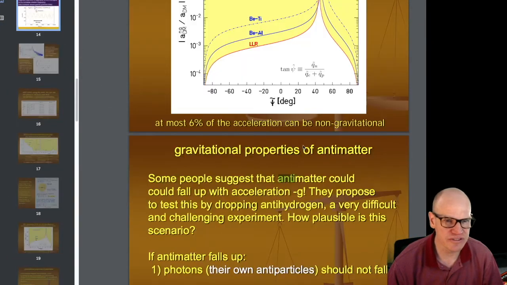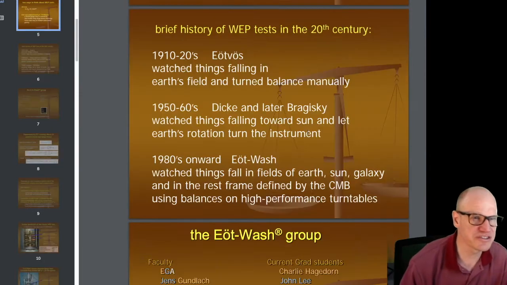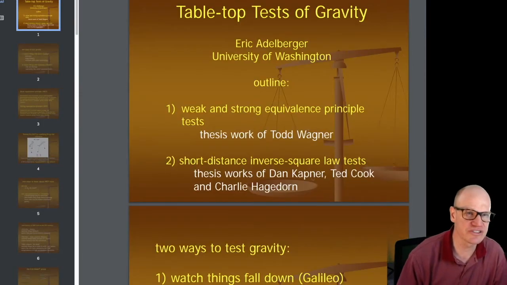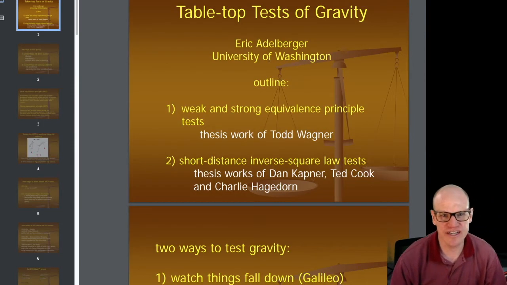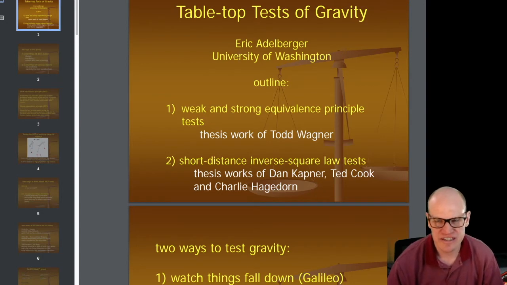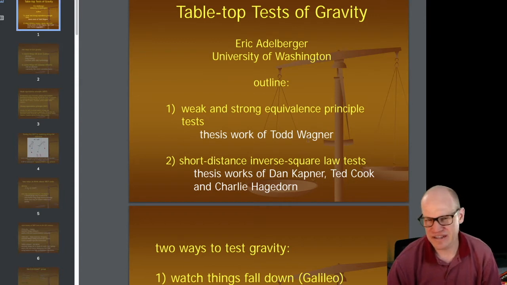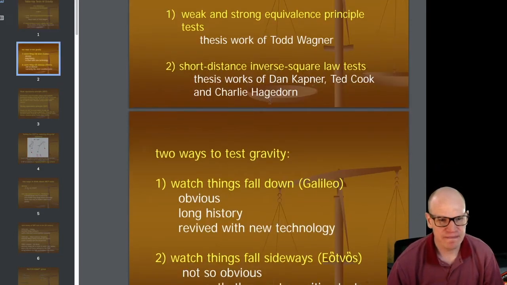So let me scroll up to the top of this particular presentation. This was a presentation that was given at Simon Fraser University by Eric Adelberger at the University of Washington. Eric Adelberger is an exceptionally good experimentalist, and Todd Wagner was apparently a graduate student, and this is what they're looking at. All right, so in particular, they're looking at the weak and strong equivalence principle tests. So Todd Wagner.